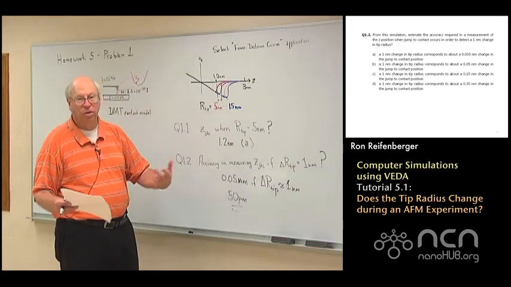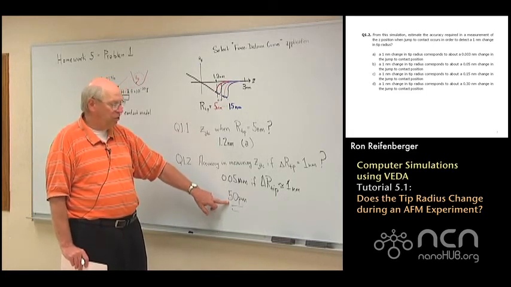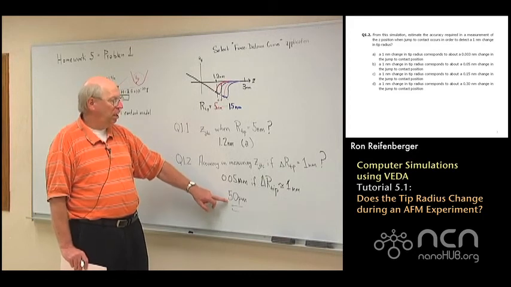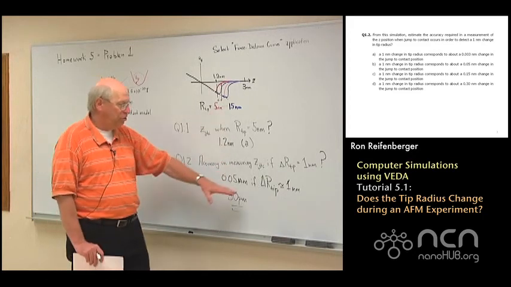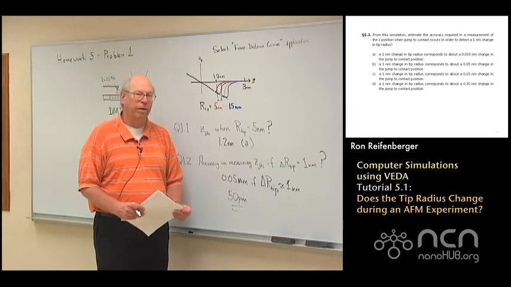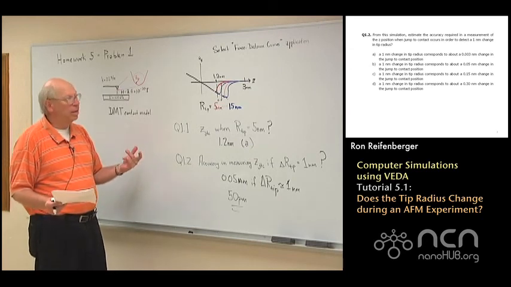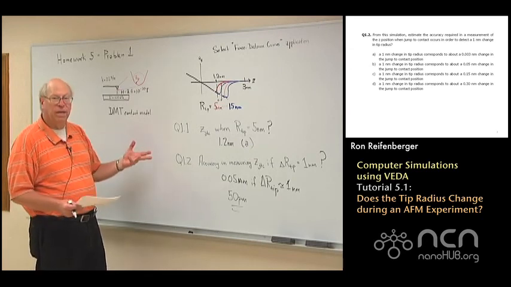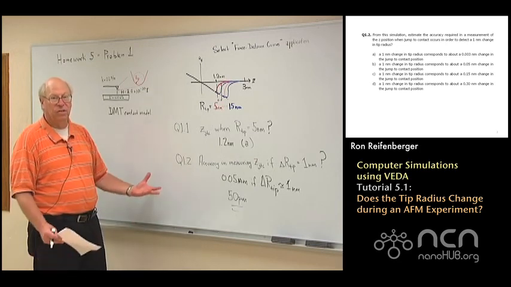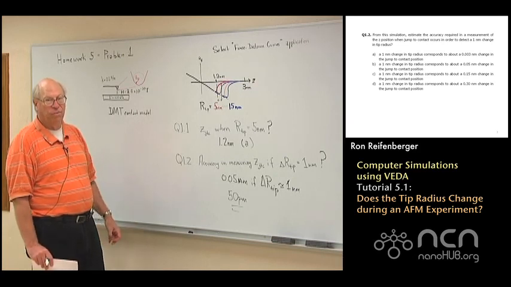So then you have to go and do some experiments and see if you can accurately measure changes in tip radii or changes in jump to contact with this precision in order to use this technique to monitor the tip radius during the course of an AFM experiment. So that's how I think about this problem, and it gives you some indication of how VEDA can be used to answer realistic questions while you're performing research with an atomic force microscope.